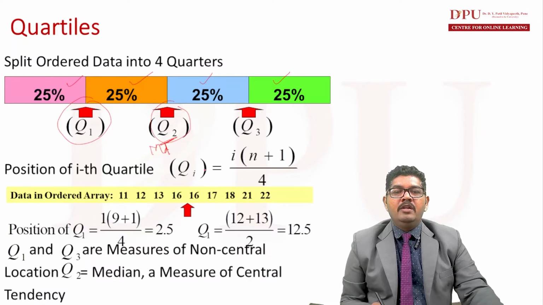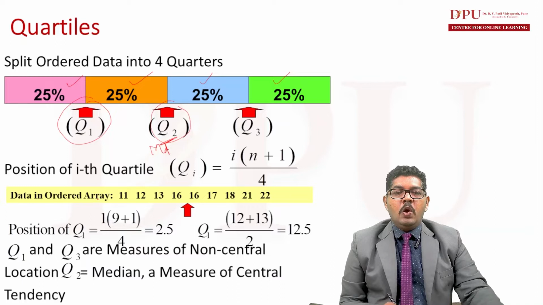Qi is the ith quartile. So Qi is equal to i multiplied by n plus 1 divided by 4. So in case of first quartile, i will be equal to 1, so Q1 is 1 times n plus 1 divided by 4. This will be the position of the first quartile. Similarly, for the position of the third quartile, Q3, i will be equal to 3. So 3 multiplied by n plus 1 divided by 4. This will be the position of the third quartile, that is Q3.